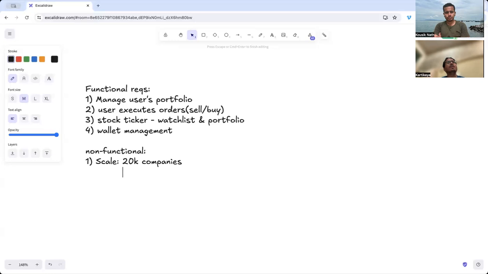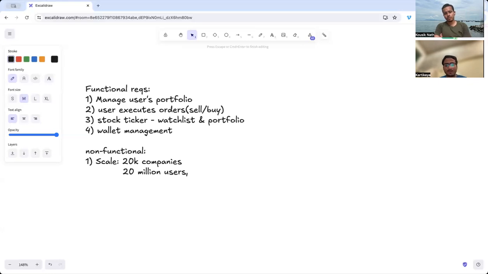Let's say we have 20 million total users on this system. 100 million is too much. I don't know the data actually, how many total users there are. I'm just assuming that around 20 million active users might be there monthly, and maybe around 5 million for Zerodha daily. For this, let's say 20 million daily.